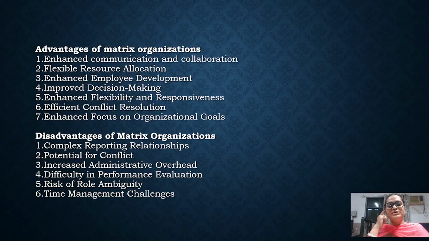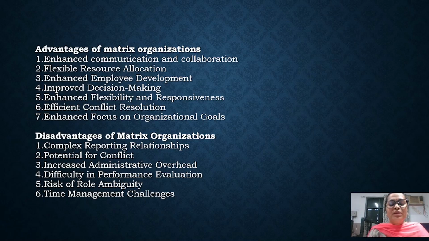The third disadvantage is increased administrative overload, which means that managing a matrix organization requires more coordination and more administration among the employees, right? So there's a need for frequent meetings, there's a need for detailed communication, and also for conflict resolution if it arises, which will always increase the administrative burden for the managers as well as for the employees. Now this overhead can sometimes outweigh the benefits of the matrix organization if some challenge occurs.